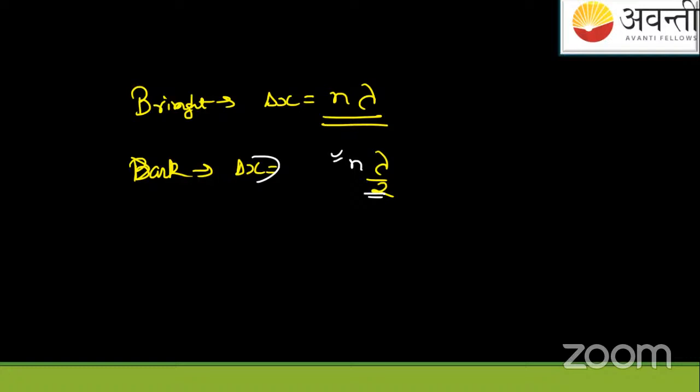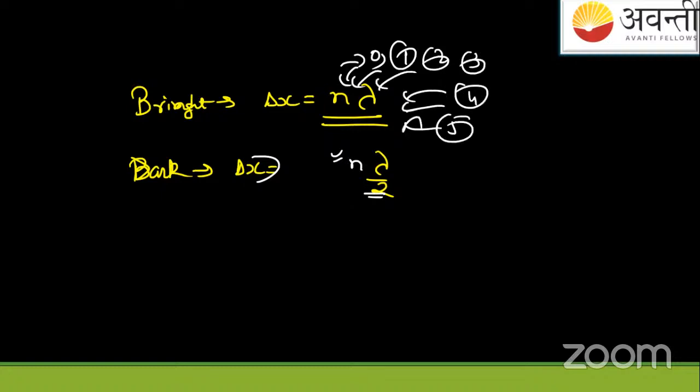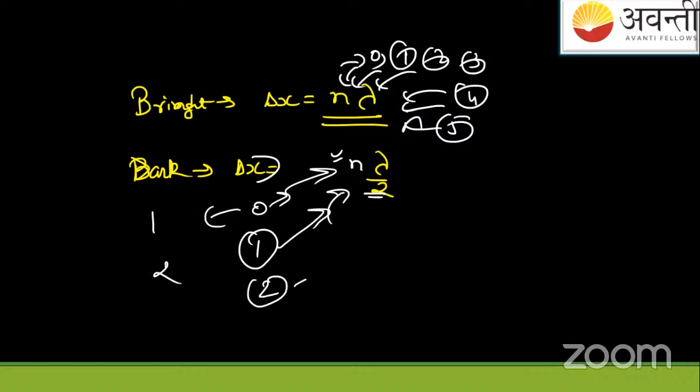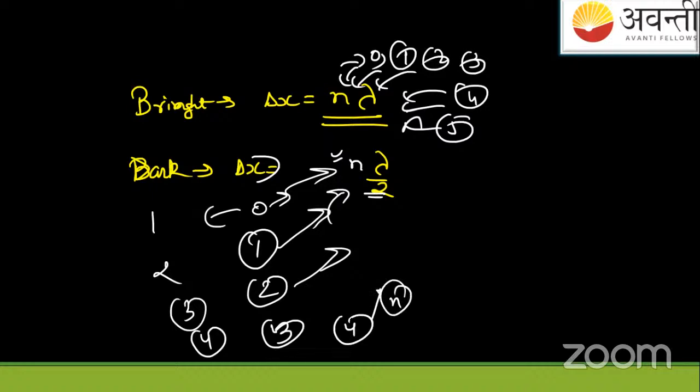But this depends. If n is 0, you'll put n as 0 directly. If n is 1, you'll put 1 directly. N is 2, N is 3, N is 4, N is 5, you'll put directly. In this case, if it is the first dark fringe, you will put 0 here. If you put 0 here, this will be counted as first. If you put 1 here, this will be counted as second. If you put 2 here, this will be counted as third. If this is 3 here, it will be counted as fourth. So if I say it is fourth, and if you want to find the fourth fringe, n will be counted as third.